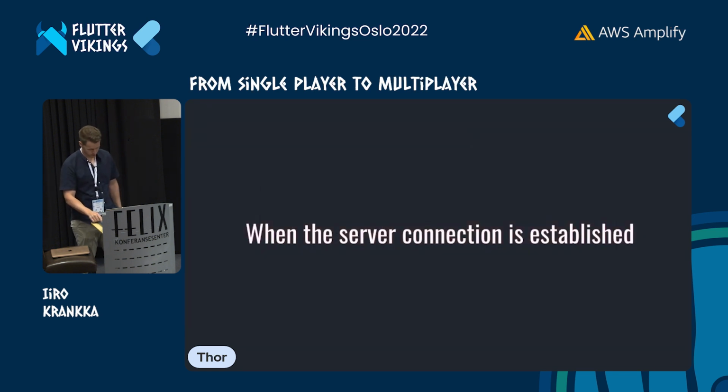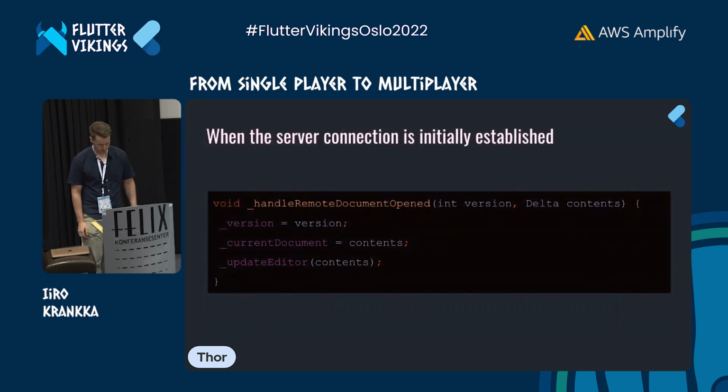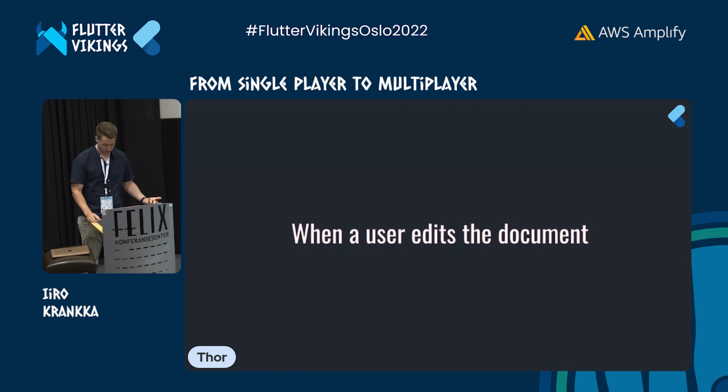So this is what happens when the document is opened. We basically get the server version of the document, the server contents of the document, and then we update internal state. And on the last line here, we just tell SuperEditor that, hey, here's an entire document that you should now render.